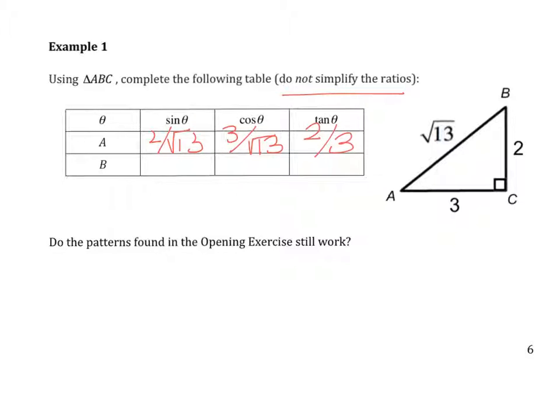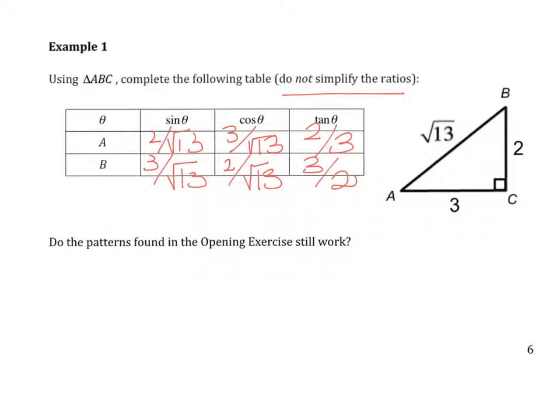Sine of angle B, opposite over the hypotenuse. Cosine of angle B, adjacent over the hypotenuse. And tangent of angle B is opposite over the adjacent.